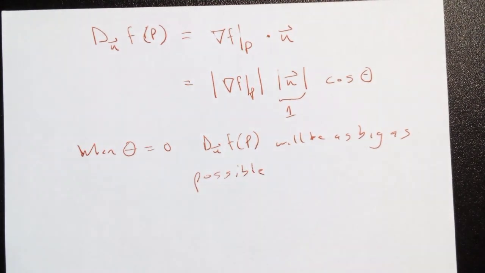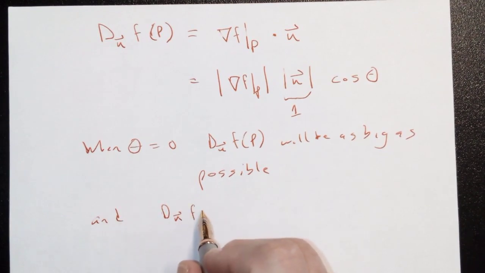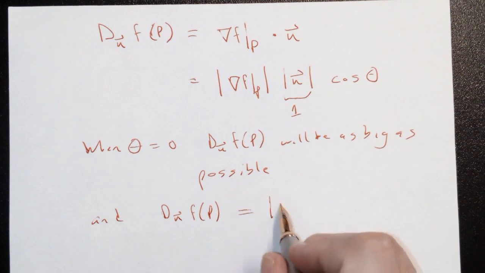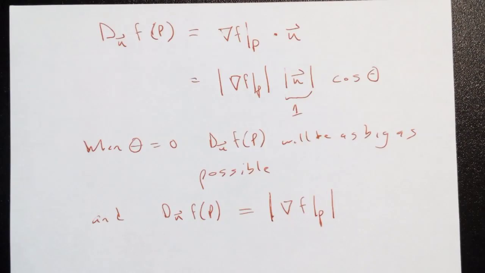But wait, if that's as big as it can possibly be, then cosine of theta is 1, and the size of this is the length of the gradient. Which means the gradient tells me two other pieces of information automatically. The gradient tells me which way to go uphill the fastest. And it tells me how fast I'm going up by taking the length of the vector.